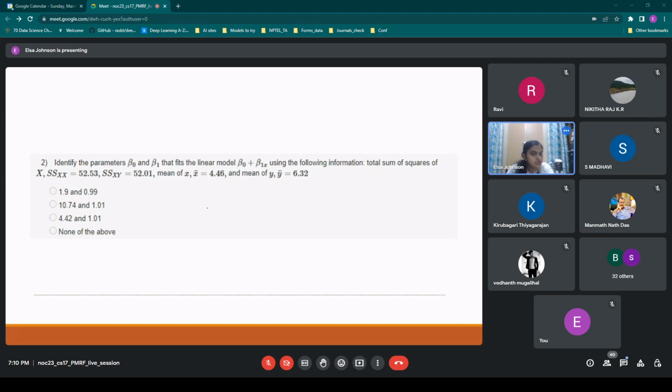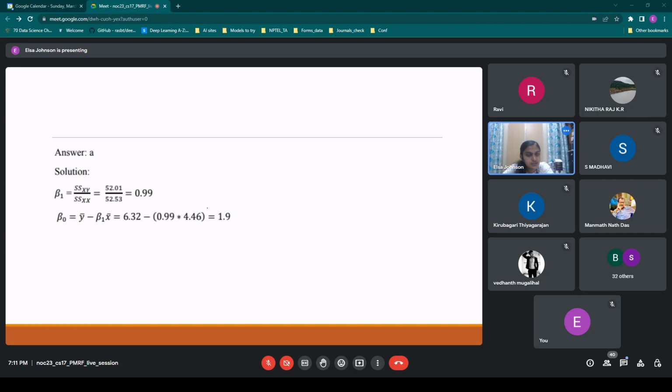So how did you calculate that? We just divide, that is SSXY divided by SSXX. The formula is there for covariance. We will just apply it, we will get it. It is there in the video only. Okay, I think you are familiar with that.